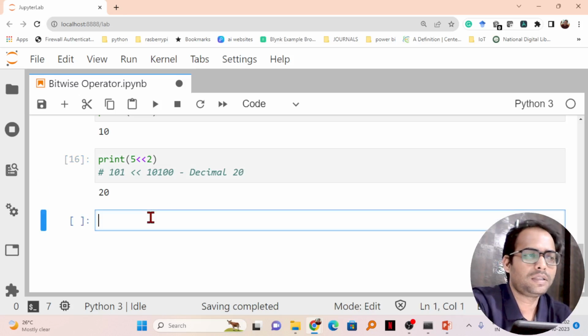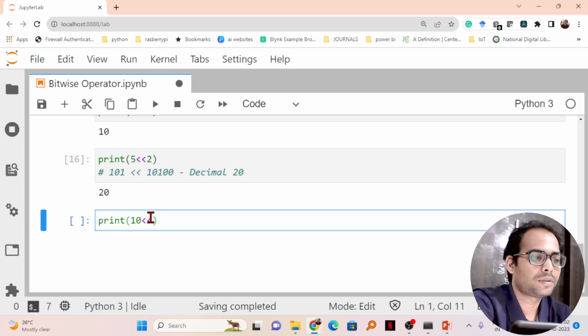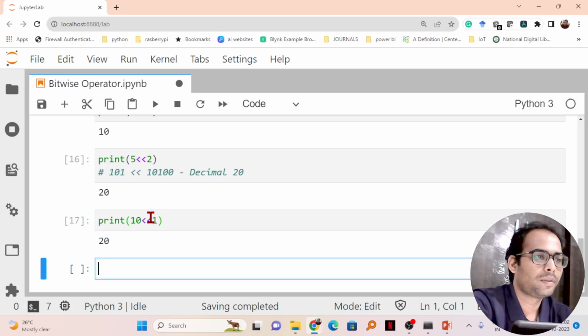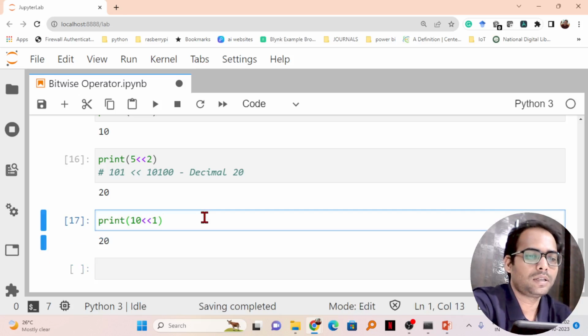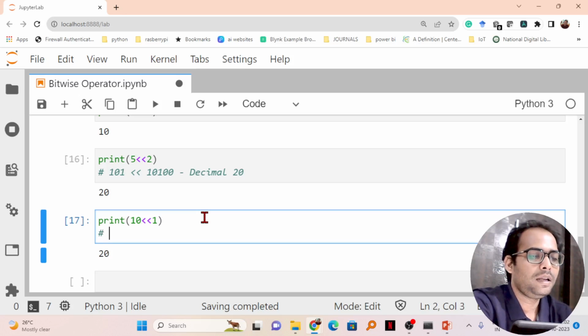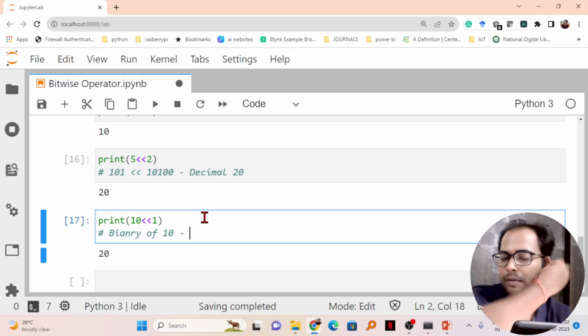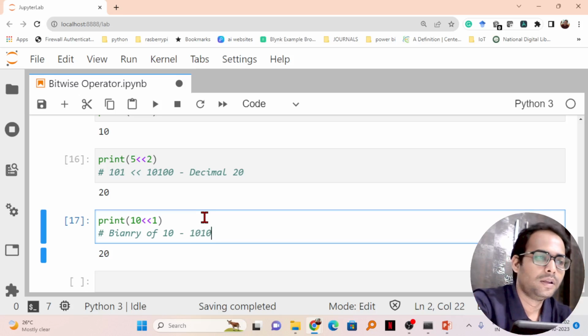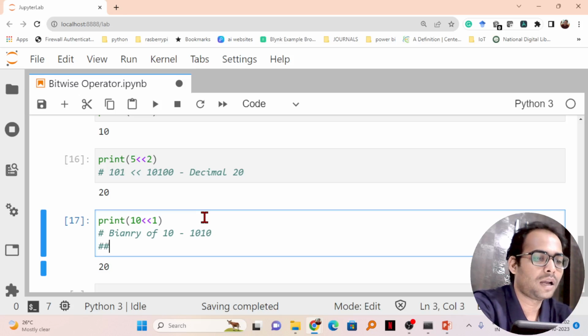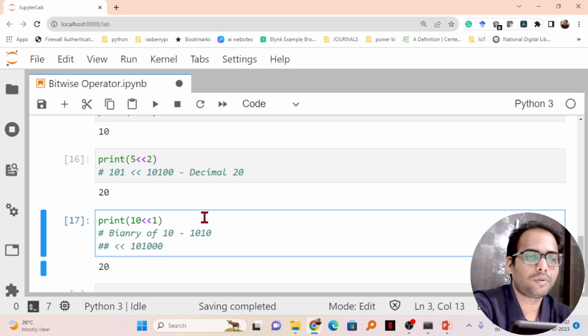Let us take another example so that we can further understand. Let me print 10 left shift 1. The answer is coming as 20. How is the answer 20? Let us see. The binary of 10 becomes 1010. Now if I do the left shift operation with that, what will happen? We get 1010, and towards the right side a 0 will be added.